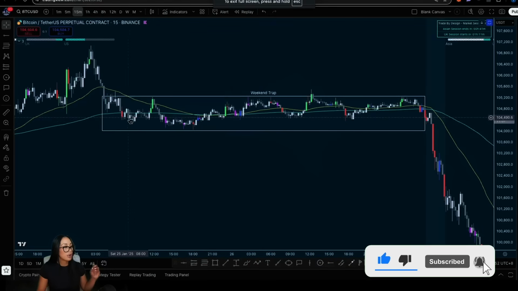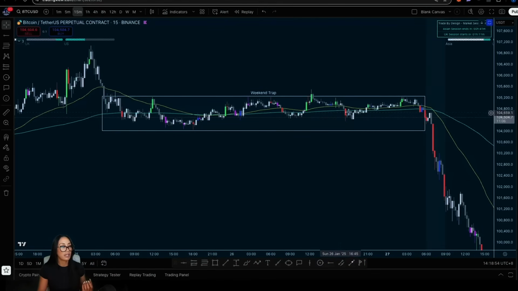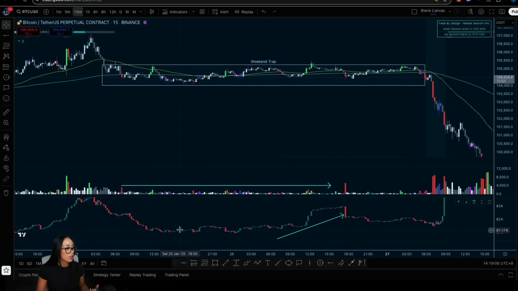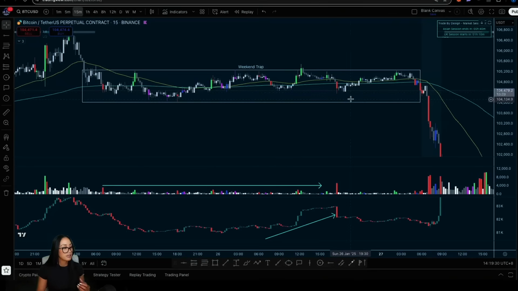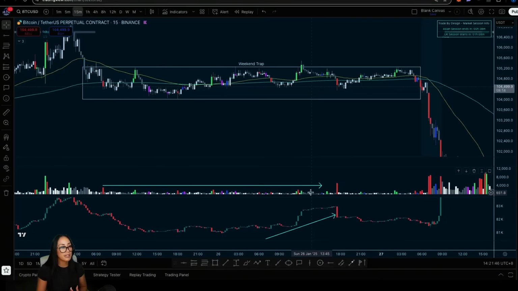We can see that price has been consolidating for an extended period of time, this here being a weekend trap. During the first half of the weekend trap, the open interest is relatively flat as well as the volume. But towards the second half of the weekend, we can see that open interest is starting to increase whilst the volume is still low. When you see price consolidating, open interest increasing and the volume low, this means a breakout is incoming and a stop hunt is not necessary.